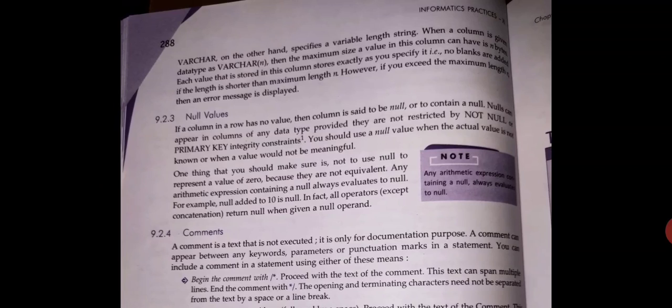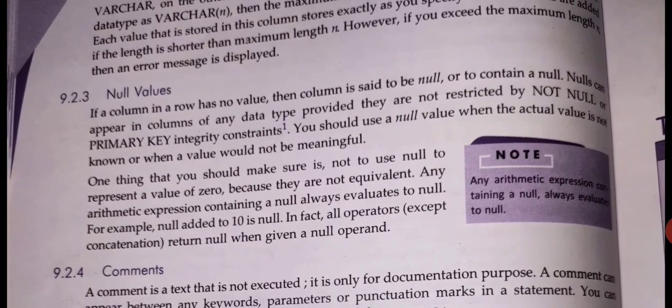Okay, now next is null value. If a column in a row has no value, then the column is said to be null or to contain a null. Null can appear in columns of any data type, provided they are not restricted by a not null or primary key integrity constraint. One thing you should make sure of is not to use null to represent a value of 0, because null is not equivalent to 0. Students, do remember this. If somewhere you see 0, it doesn't mean that it's null. Both of these are different.